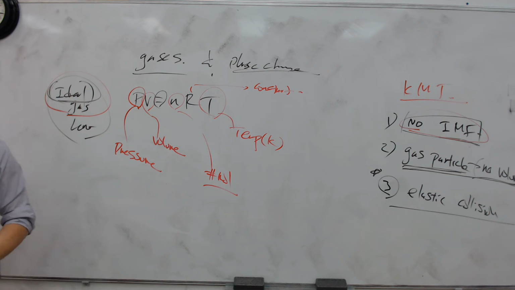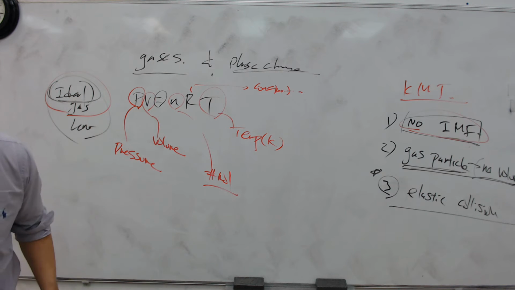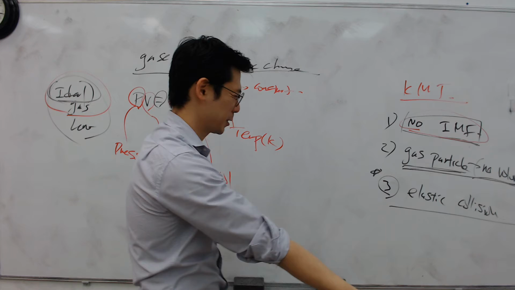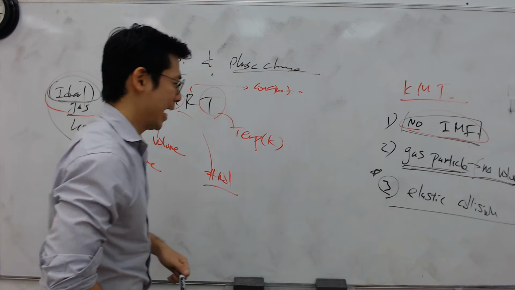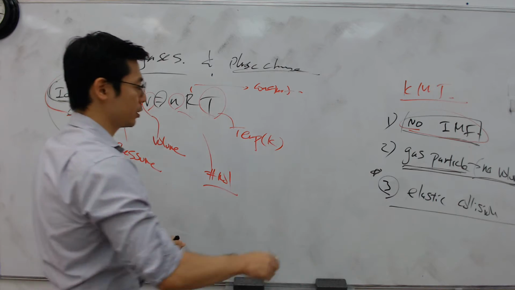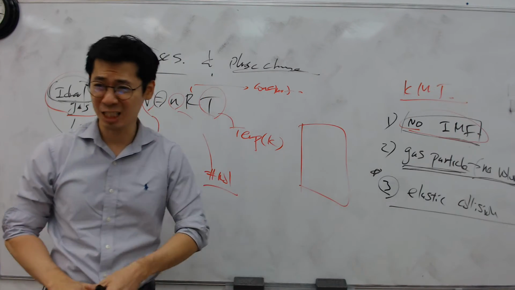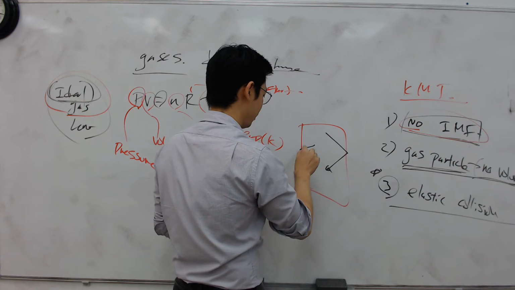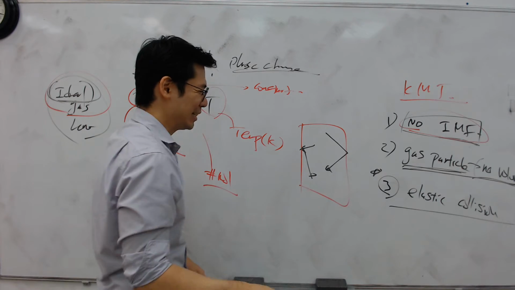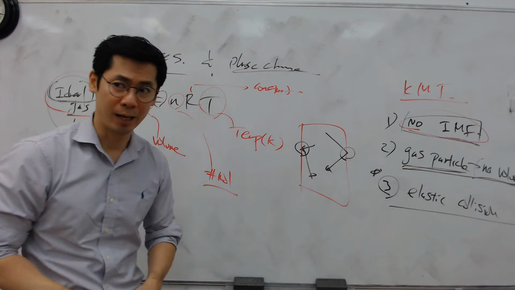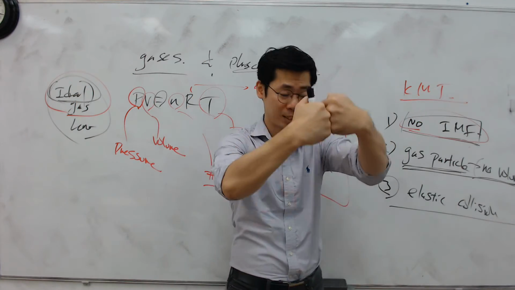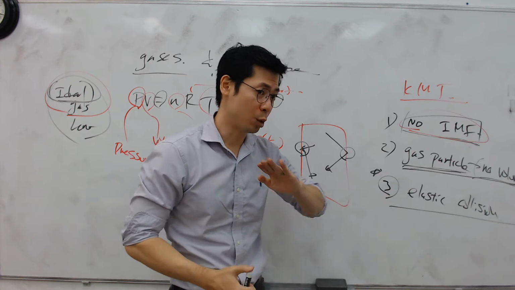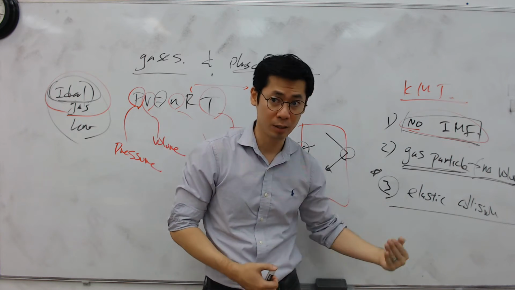So elastic collision, I don't know if you guys have any background in physics, okay? Elastic collision means what? Keep in mind, gas particles will move around. If you have a gas in a container, they constantly move around. They collide into the wall and bounce back. So when things collide elastically, what will happen is there is no loss of kinetic energy.